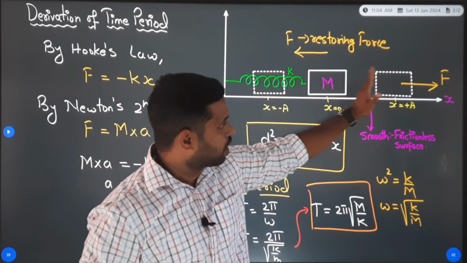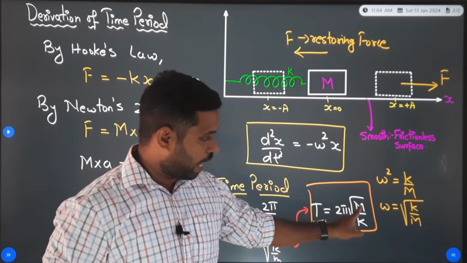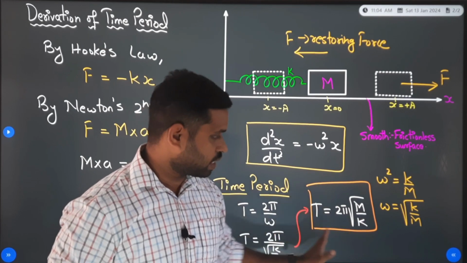So the motion will repeat itself after a fixed interval of time, and the time period depends directly on the square root of the mass and on the spring constant. This is the time period equation.